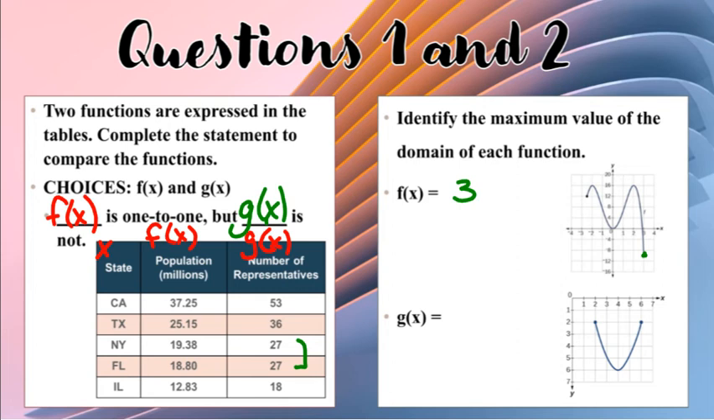For g of x, you look down here, the greatest value on the x-axis, we go to the farthest right that we have a point at, and that would tell us that the greatest value is 6.